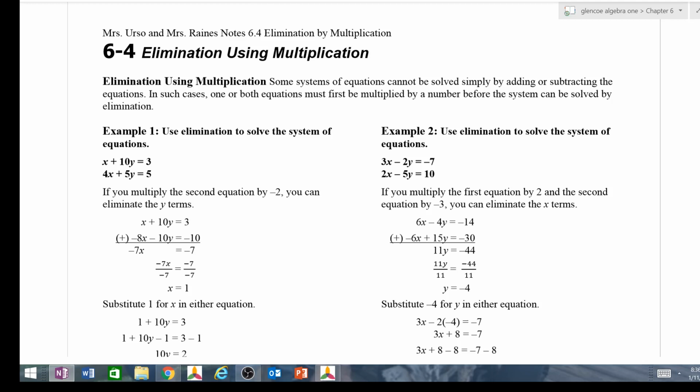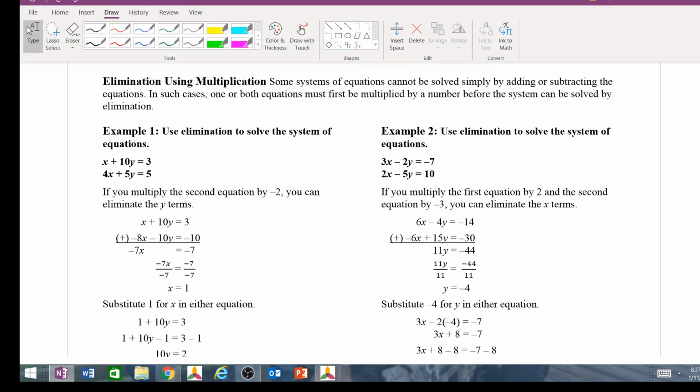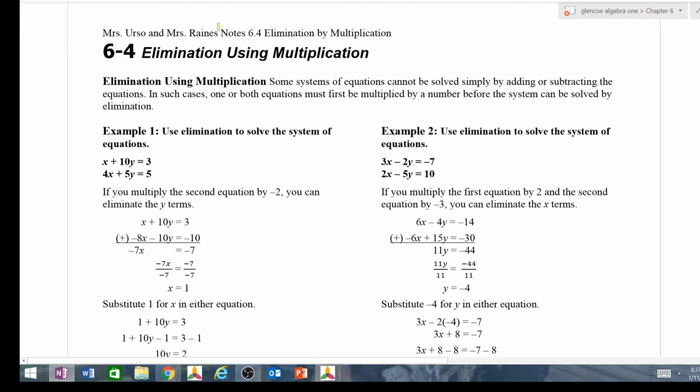Elimination using multiplication. In some systems of equations, they can't be solved simply by just adding or subtracting. In such cases, one of the equations, or sometimes even both, must be multiplied by a number before you can solve the system of equations. So basically what we're doing here is we're going to add a step in.